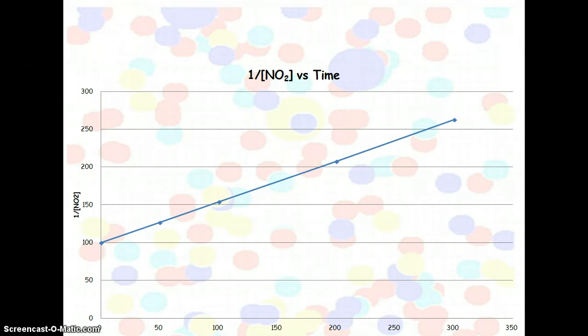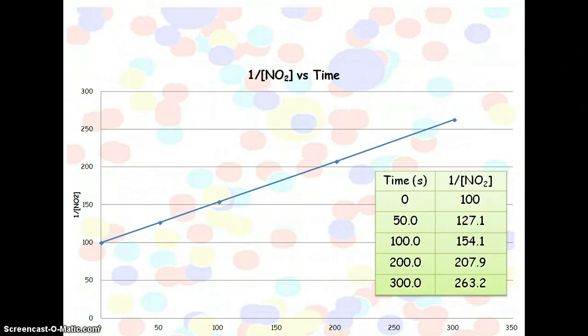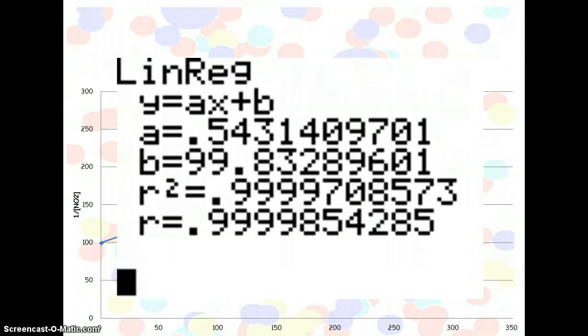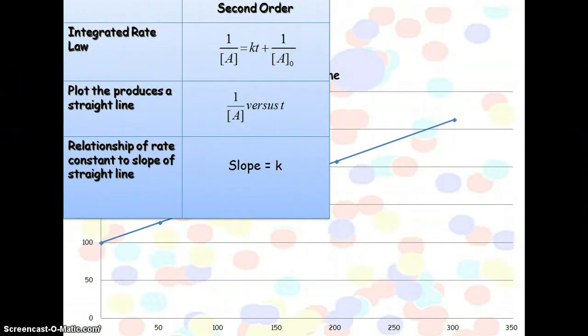All right, 1 over concentration. And when we run our regression, we see that it's 0.99997. So this would be the best graph. Because 1 over concentration versus time is the most linear, that means this is a second order graph. Now because it's second order, we can write the equation of the line, which is 1 over the concentration equals kt plus 1 over the original concentration.